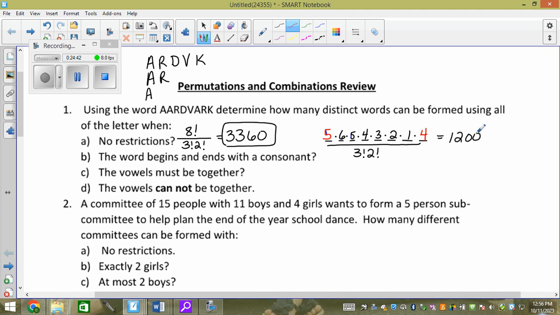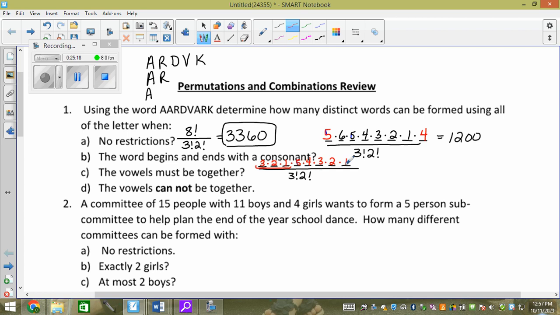Now C says the vowels must be together. Does it say together at the front? No, it says together. So we're still going to have 3 factorial, 2 factorial. We still have 8 letters. How many vowels do we have? 3. So we have 3, then 2, then 1. How many letters are left? 5, 4, 3, 2, 1.